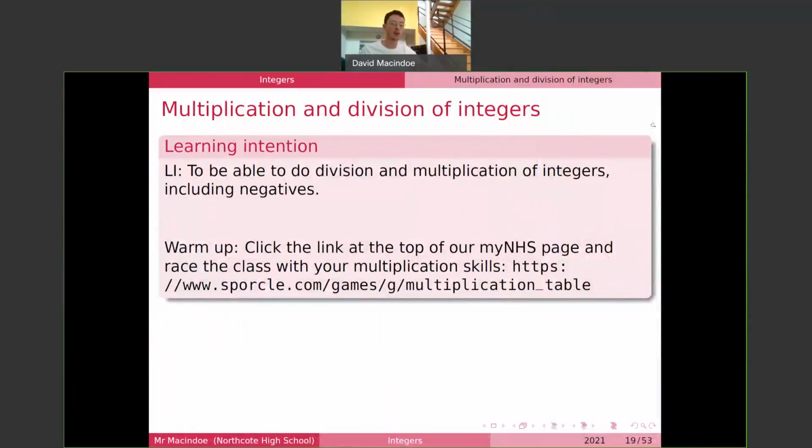In this lesson, we're looking at multiplication and division using integers. Specifically, the thing that makes it a bit hard is when you're dealing with negatives and how that works. Though I reckon it's probably easier than adding and subtracting negatives. Anyway, let's get into it.